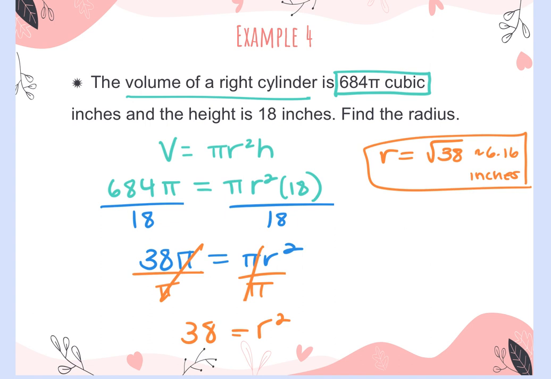Questions on that one? So with a cylinder, you could work backwards to find the height. You could work backwards to find the radius. With a prism, you could work backwards to find the base area or the height.